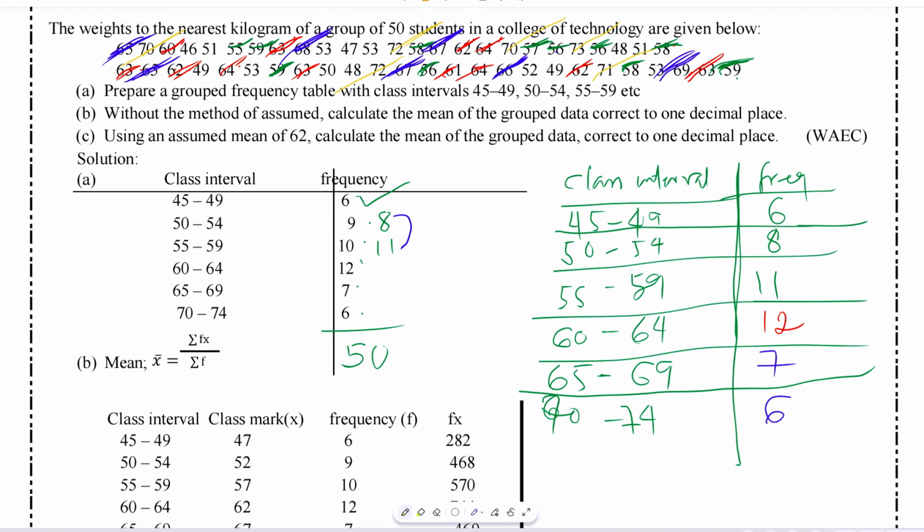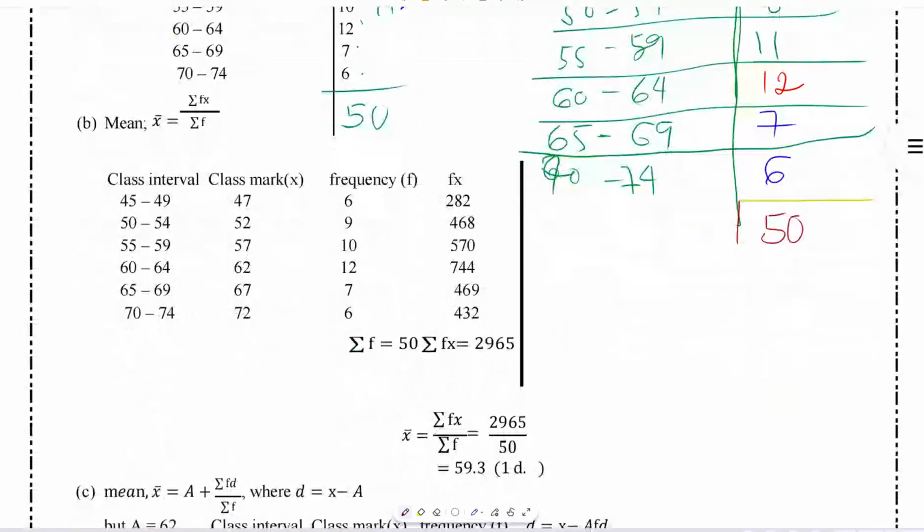All right, so if you add everything together here, let's add everything together. We're going to have 6 plus 8. 6 plus 8 is 14. 14 plus 11 is 25. 12 plus 7 is 19. 19 plus 6 is 25. So that is 50. So everything here is 50. Do you understand that now?